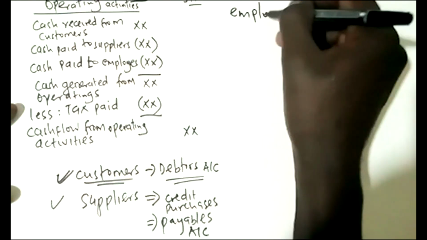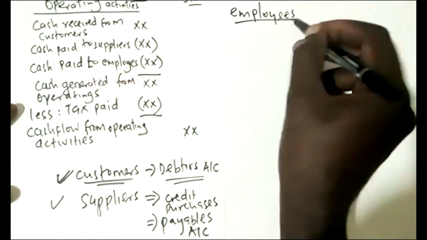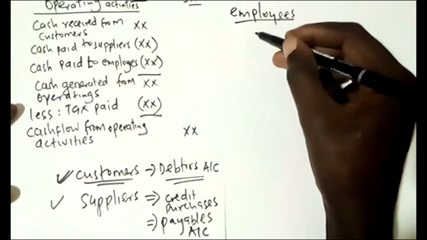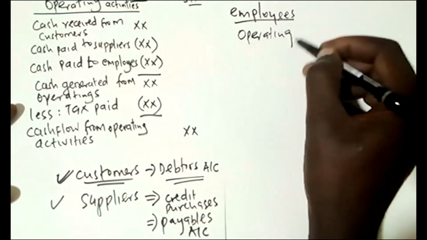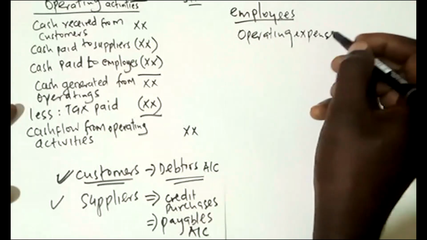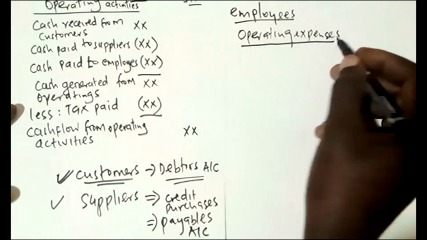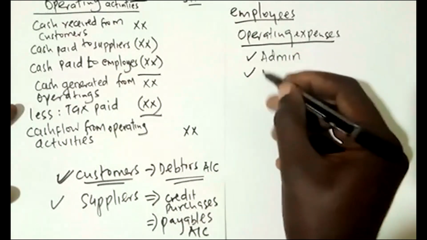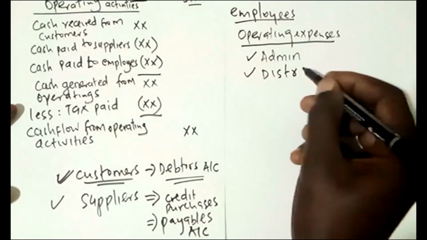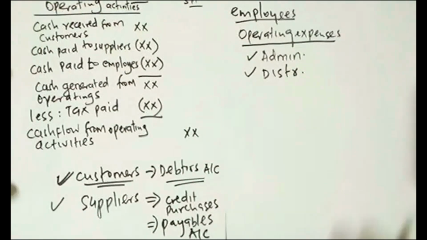Then for the employees, what employees are supposed to be paid, you consider your expenses, your operating expenses. So I would be considering admin expenses, and I will consider my distribution expenses. So those two, and making any relevant adjustment to those admin and distribution expenses. So that is a short introduction.